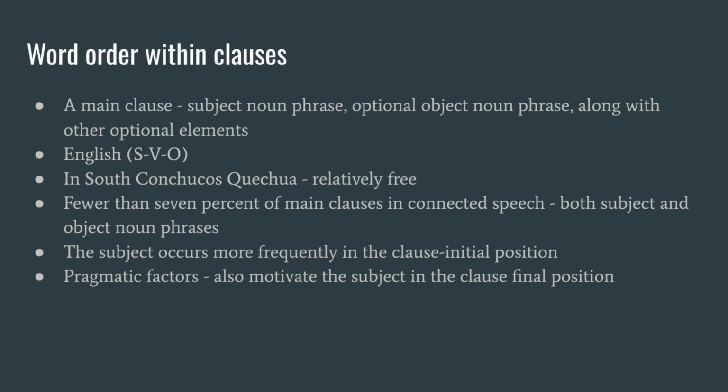While we examine the word order within clauses, the main clause of this language consists of a subject noun phrase, an optional object noun phrase, along with other optional elements. In English, we use subject-verb-object, but in South Conchucos Quechua, it's relatively free. Fewer than 7% of main clauses in connected speech have both subject and object noun phrases. The subject occurs more frequently in clause initial position because of pragmatic factors. These pragmatic factors also motivate the subject in clause final position.